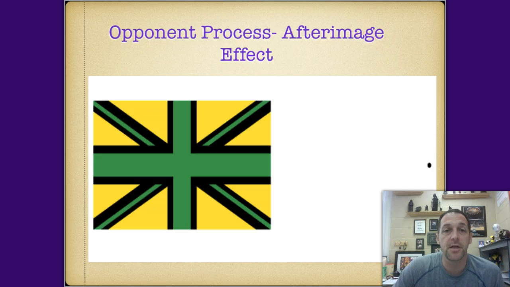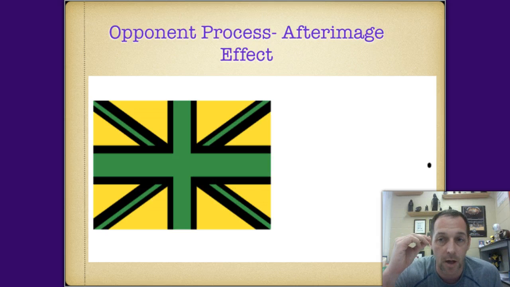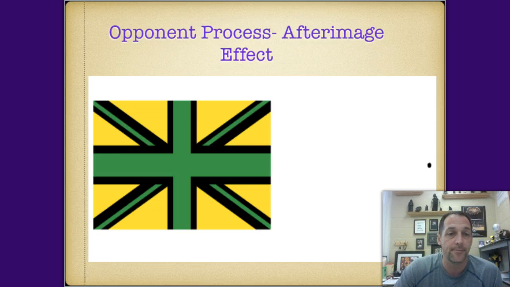All right, so you're seeing the opponent process after image. So what you're seeing, you're tiring out your eye's ability, the receptors for the colors of green and yellow and black, and you'll see your opponent's colors once you stare at the dot.